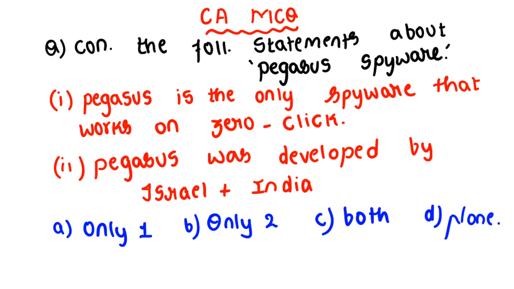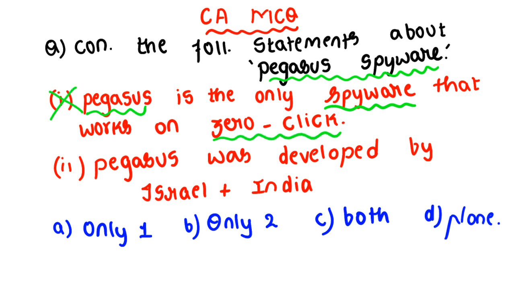This is the question that I gave yesterday, right? It is on the following statements about the Pegasus spyware. Yesterday I spoke at length about Pegasus spyware, right? What is the meaning of spyware, the malwares, everything I explained in that. Next, see: this Pegasus is the only spyware that works on zero click. No, the answer is absolutely wrong. Why? Because it is not the only spyware that works on zero click, but it is the major one which works in zero click. Then, sir, what is the meaning of zero click?